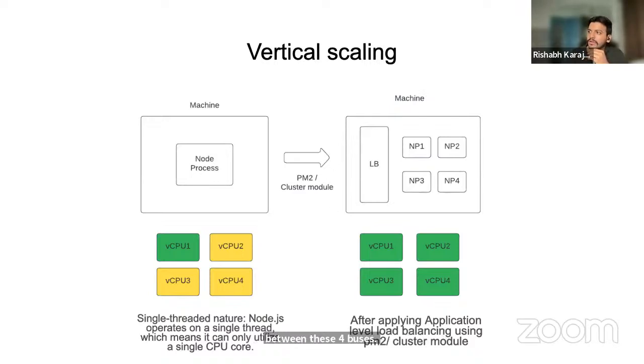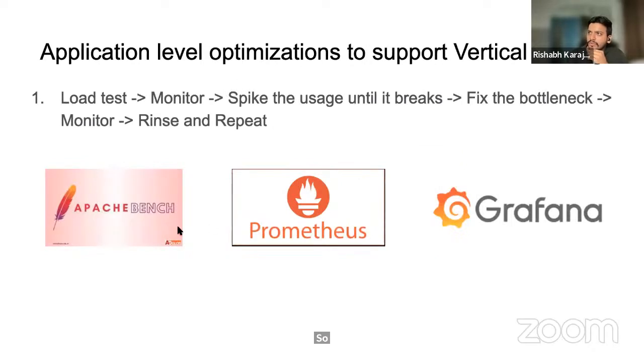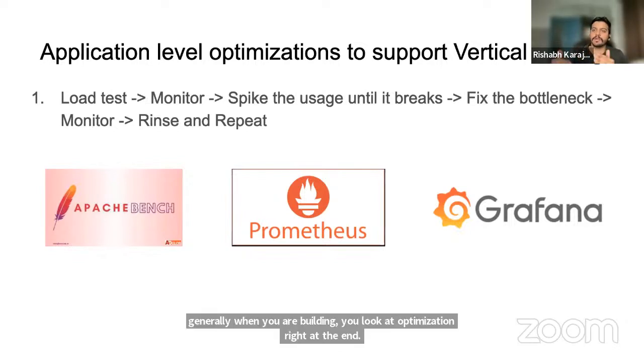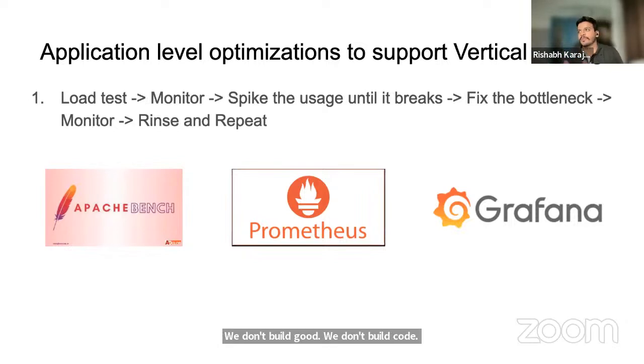So moving on, often when we develop Node.js code, we don't look through the cracks. Looking through the cracks means we need to understand whether we have written the most optimized code or not. Generally, when you're building, you look at optimization right at the end. We don't build code right away to optimize. We normally optimize when we hit scale. So we're assuming that our application has hit scale and we need to do some application-level optimizations.